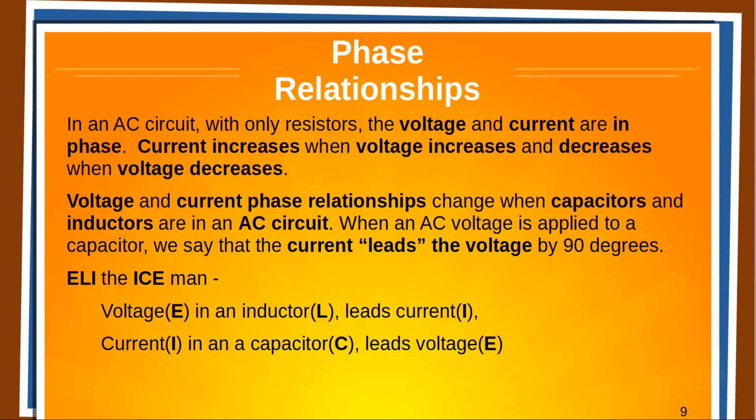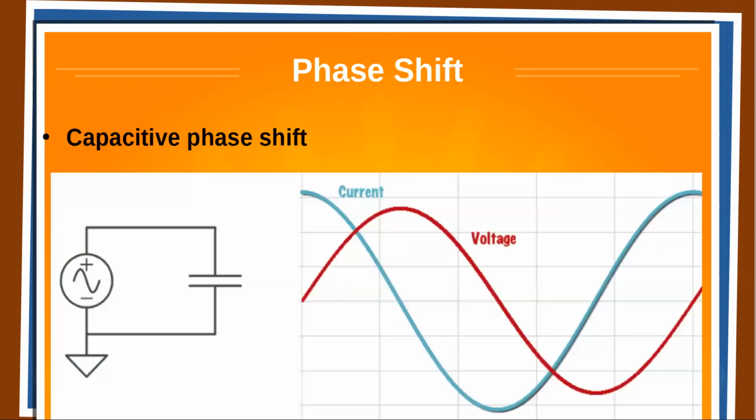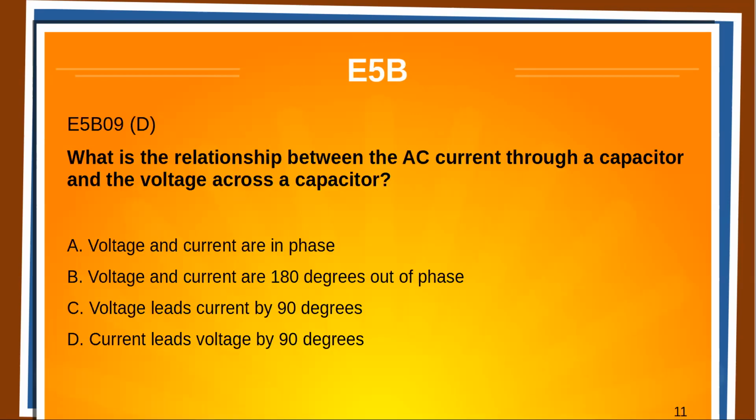It can get confusing because they'll say the current lags the voltage, or the voltage leads the current. They do bring up a question where they switch it. So you can't just remember leading and lagging, but you've got both conditions. Okay, so if we have capacitive phase shift, we can see that the current is leading the voltage from a phase standpoint. It's a negative phase shift. What is the relationship between AC current through a capacitor and the voltage across a capacitor?